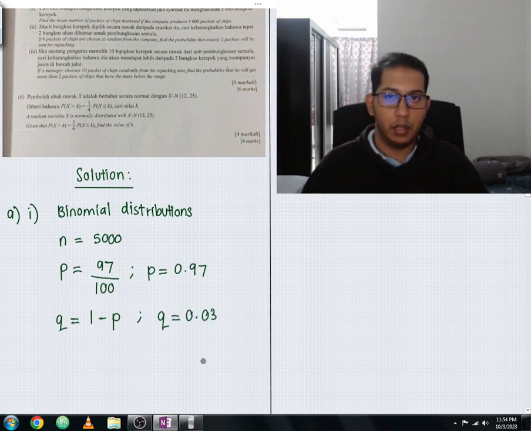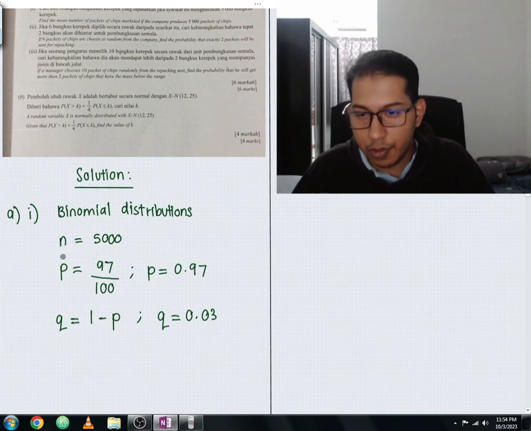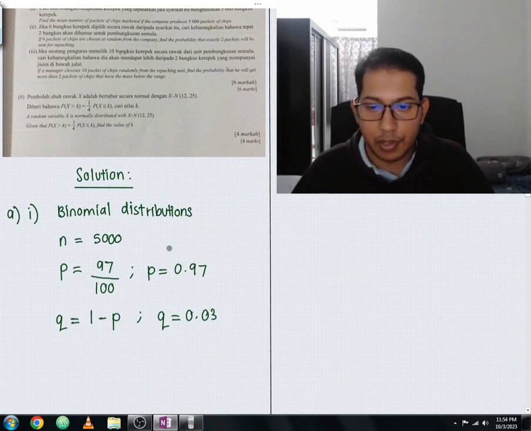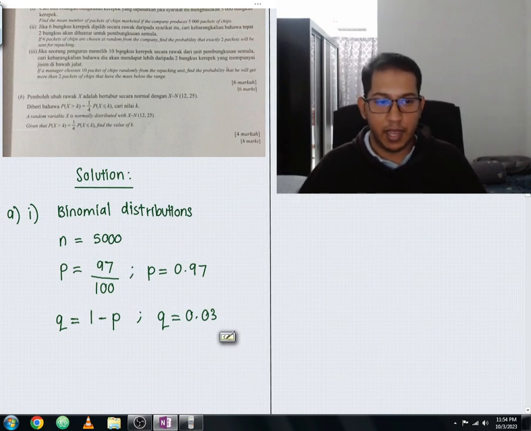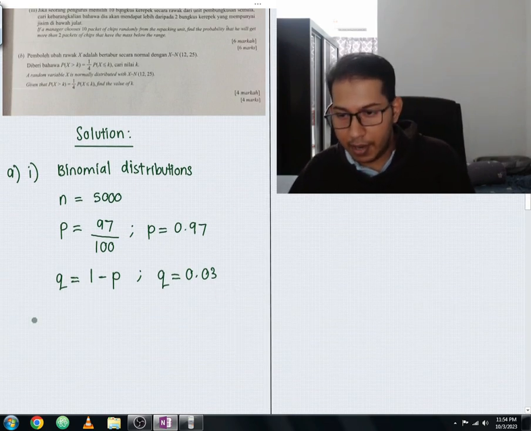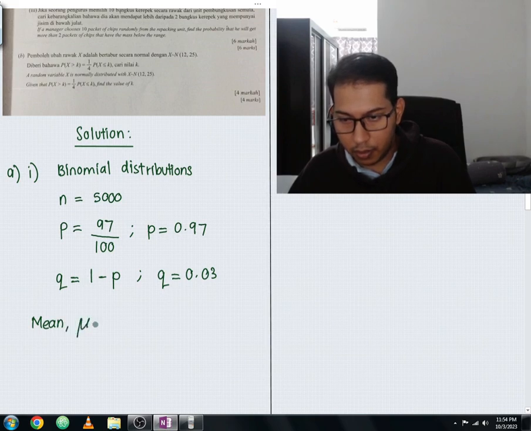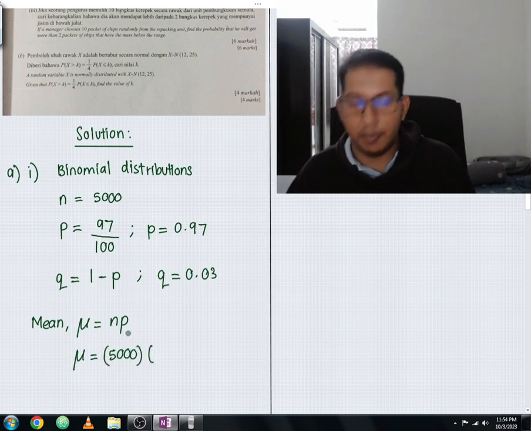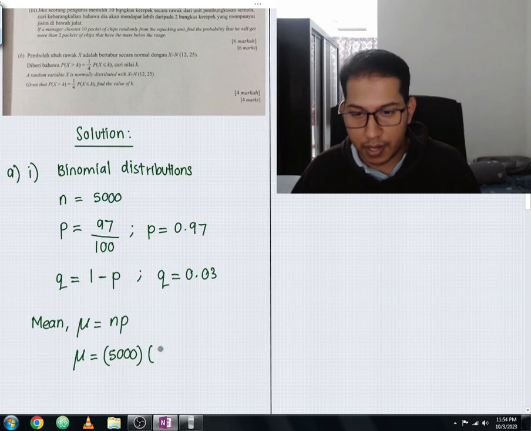0.03. Okay, but in order to calculate the mean, you do not need to apply the probability of failure. You just need to use the number of trials and times it with the probability of success, and from there you should get the mean. Okay, let me write the formula here. To calculate the mean of a binomial distribution, it will be equal to the number of trials times the probability of success. So from here the mean will be equal to 5000 times the probability of success, in this case 0.97.